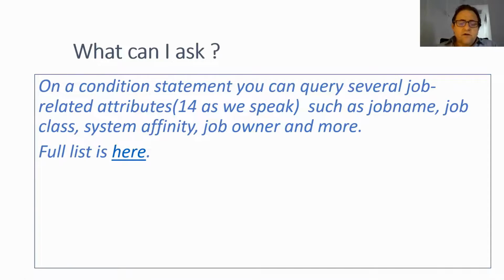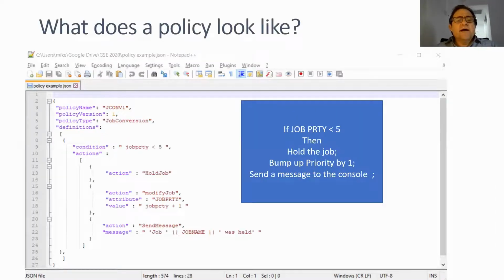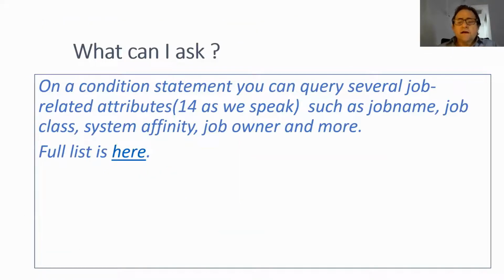What can I ask? In the previous slide, I asked if the job priority is smaller than 5. So what kind of things can I ask? I can ask obvious things that I want to know about the job, like what is the job called? What is its job name? What is its job class? What is the job owner? What is the job submitter? Might not be the same thing. Does it have a system affinity? What is that system affinity? And the full list is in an active link here.